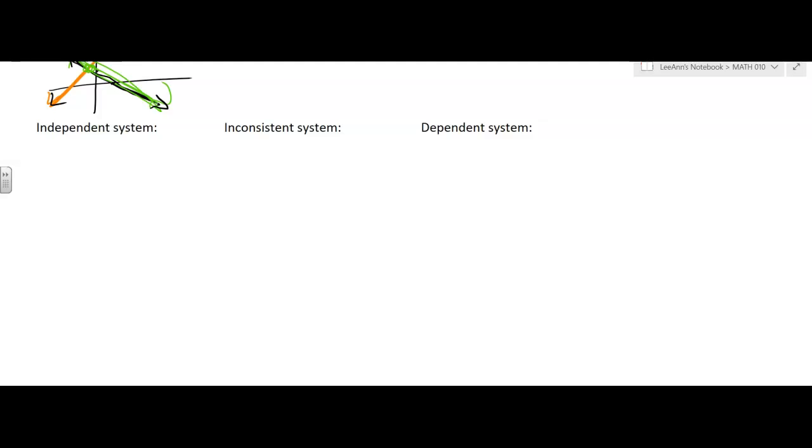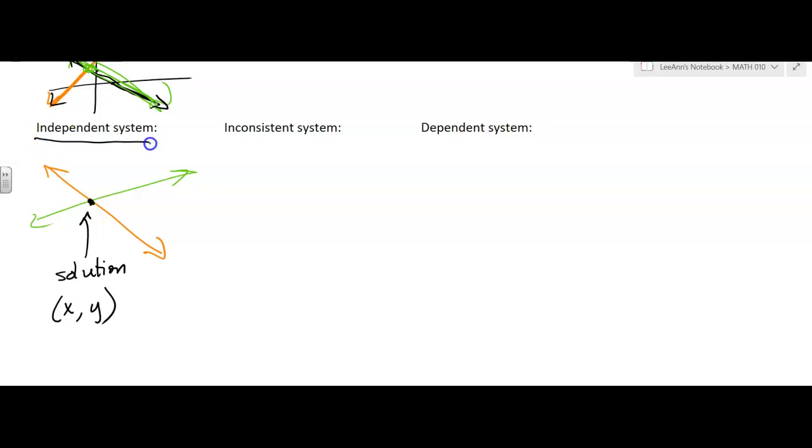First of all, though, I want to talk about there are three different types of systems. An independent system, that's the system I was just talking about. It's where you have one line that you could graph, and you have another line, and they intersect at a point, one point. That point then is the solution. That point is an ordered pair, x comma y, whatever the coordinates are for that point. That is the solution for the system of equations. That's called an independent system.